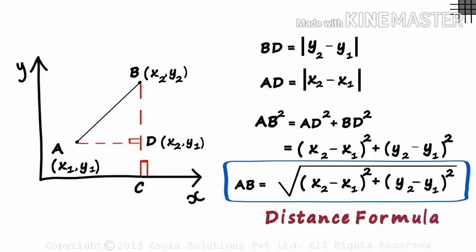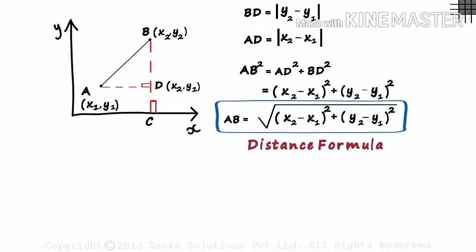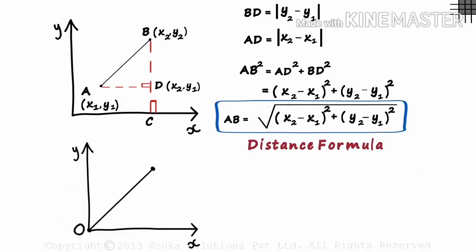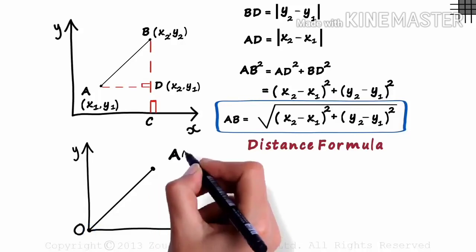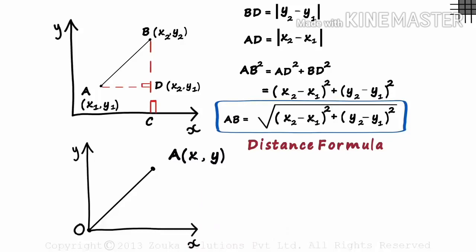Let's zoom out to understand a special case of the distance formula. If we have a line like this, which starts from the origin, then the formula gets simpler. Let the coordinates of point A be x, y. The coordinates of the origin are 0, 0. In this case, x2, y2 are x, y, and x1, y1 are 0, 0.